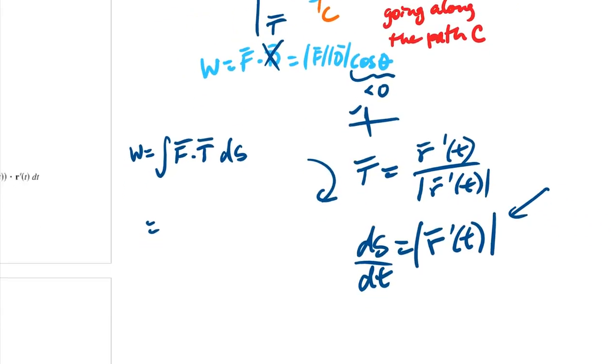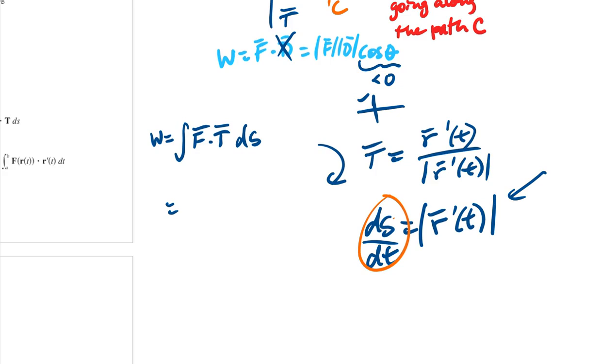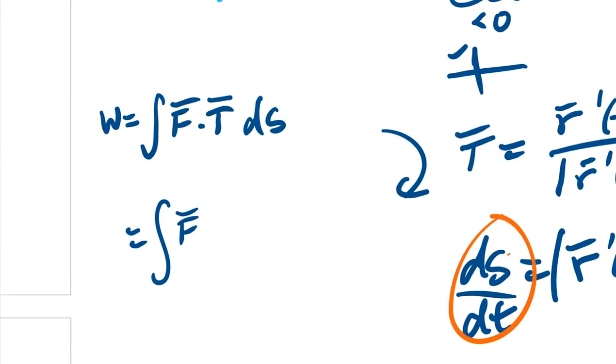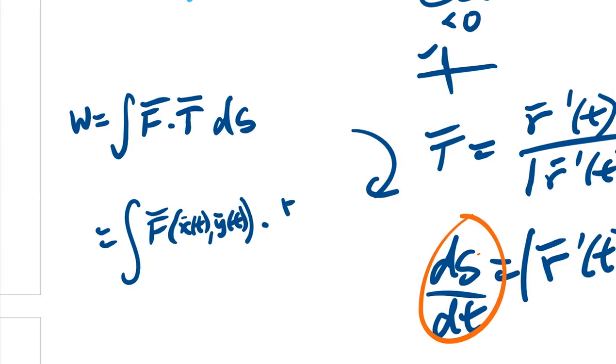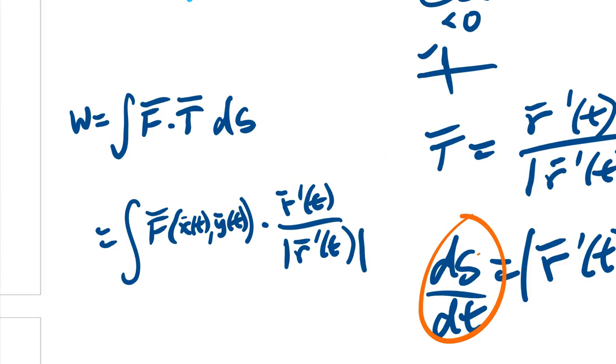So the length of the tangent vector will give us our ds piece. So if we go back to this integral, it's F, and we're going to parameterize it. So we do F of x of t, y of t, and now we're going to dot that with T, which is r prime of t divided by the length of r prime of t. And then the ds piece is just this length, the length of r prime of t dt.